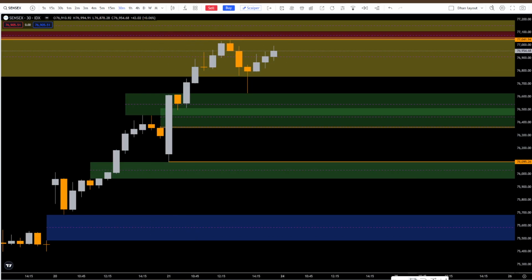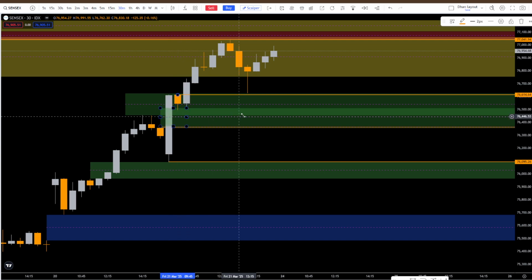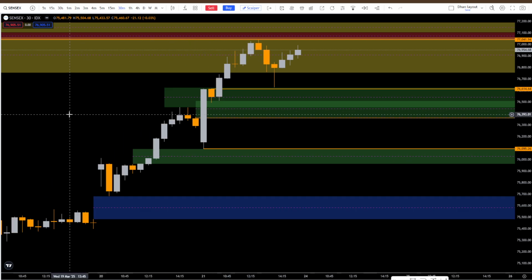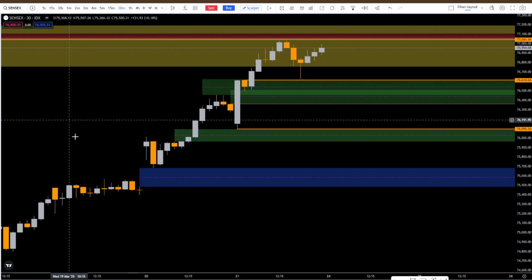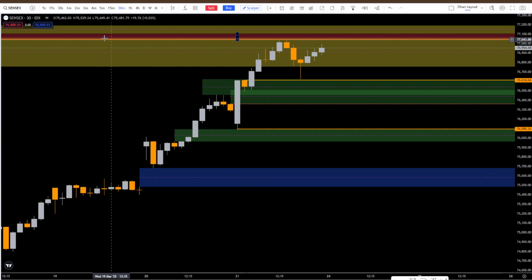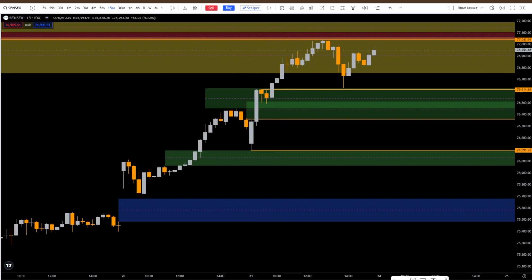So this down candle, again, you can treat this as an order block. Again, this opening price, this candle key is pretty important. Yeah, I think that's all. Moving on to 15 minutes.